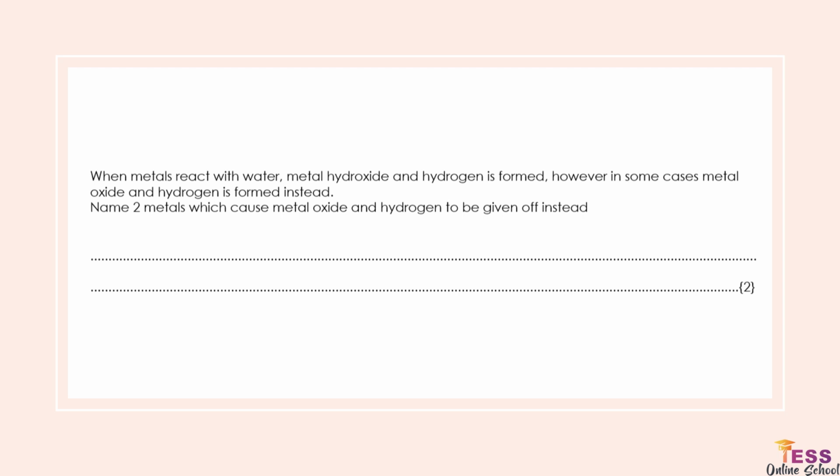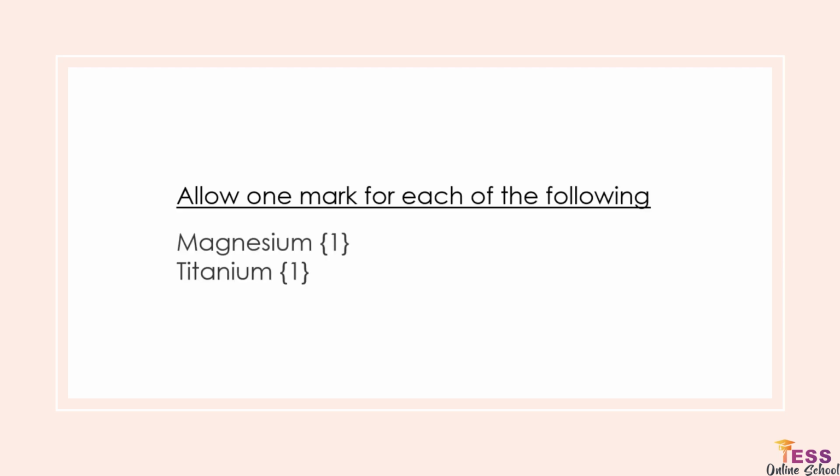Let's attempt another question. This is a much simpler question as the command word is name, so all you have to do is simply state your answer. When metals react with water, metal hydroxide and hydrogen is formed. However, in some cases, metal oxide and hydrogen is formed. Name 2 metals which cause metal oxide and hydrogen to be given off instead. The answers are magnesium or titanium. Remember these specific metal names which only produce a metal oxide and hydrogen when reacted with water.